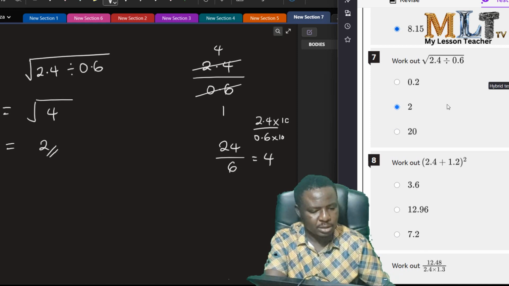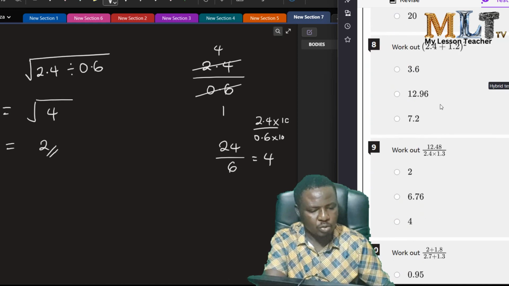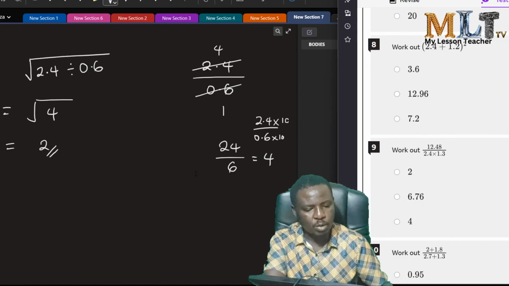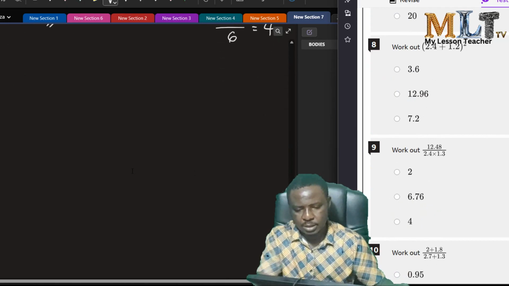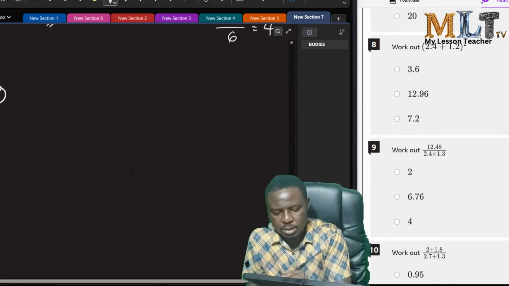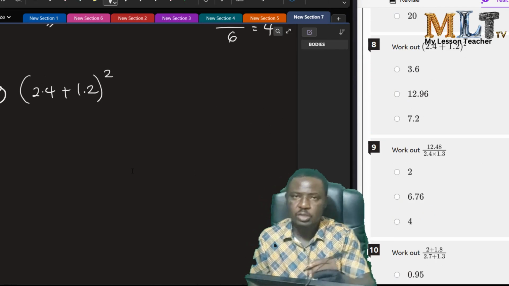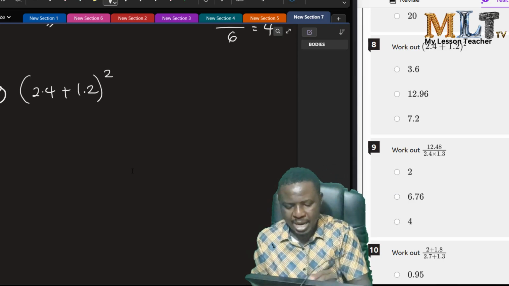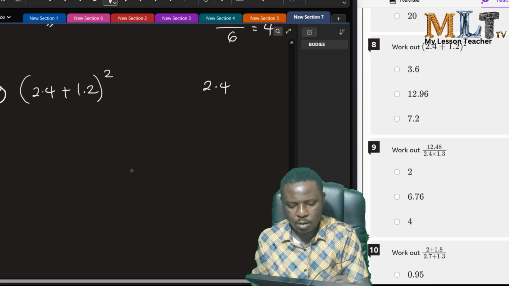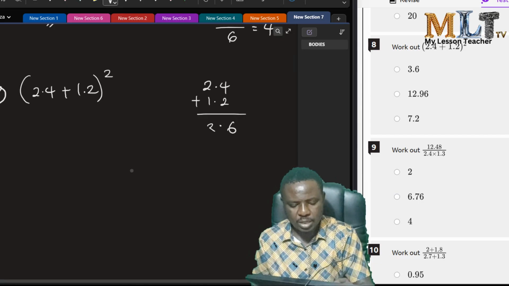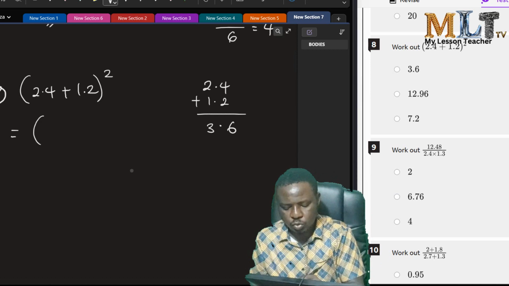Question 8 says you should work out 2.4 plus bracket 2.4 plus 1.2 all squared. So let's do that. Bracket 2.4 plus 1.2 all squared. Solve what is in the bracket by adding them. You have 2.4 plus 1.2. This gives you 3.6. So this is equal to 3.6 squared.